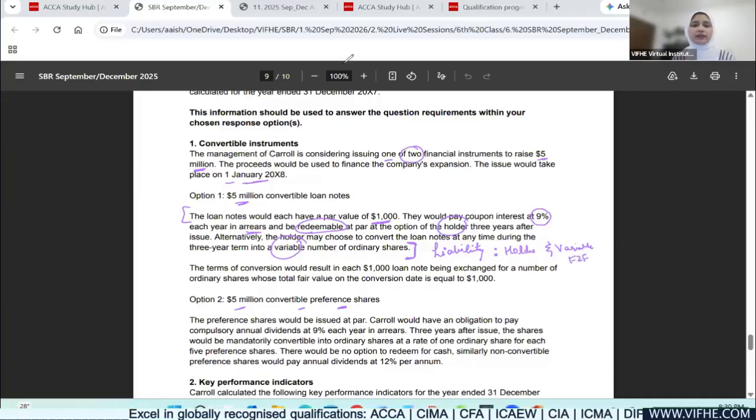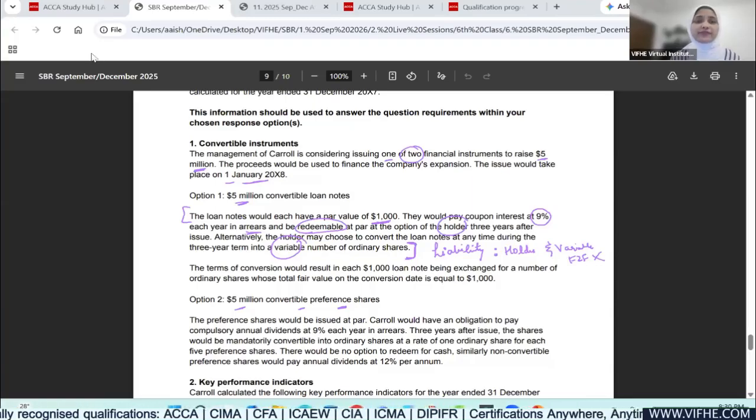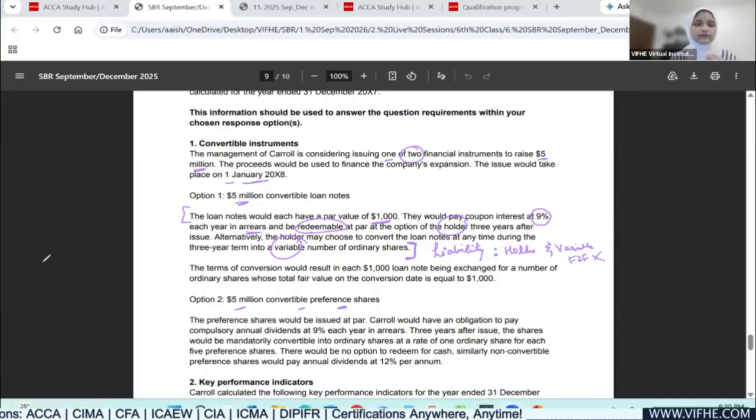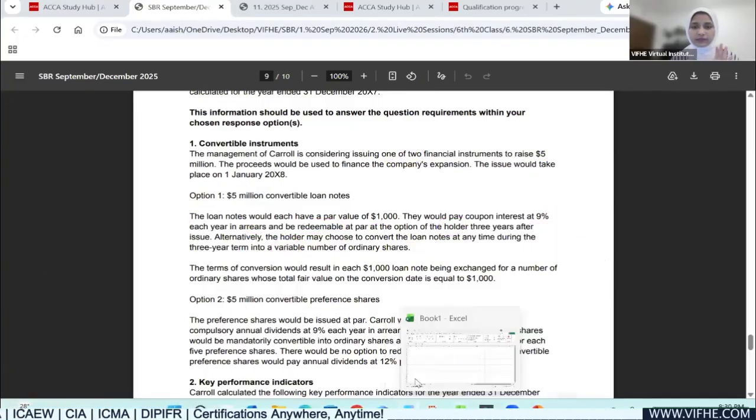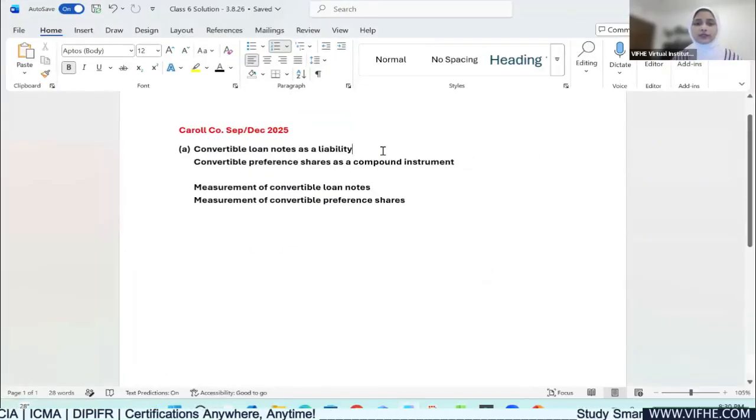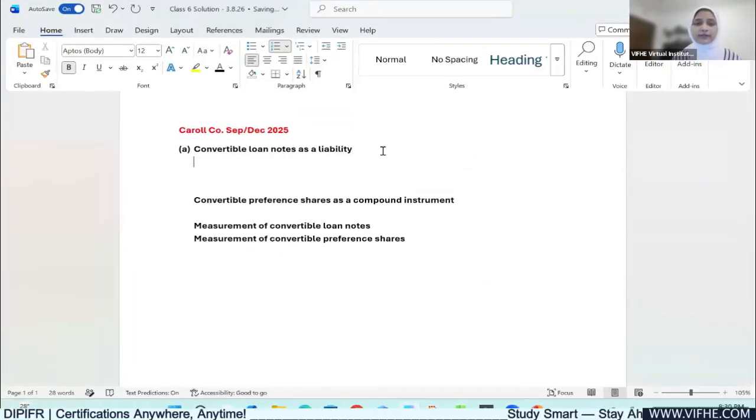F2F criteria is met or not met? Not met. Not met. So if you try to do everything together, it can be intimidating. But if you try to go in a breakup manner, break the requirement and go one by one, things will appear to be very easy. Okay, so convertible loan notes as a liability, I have to get 11 marks.